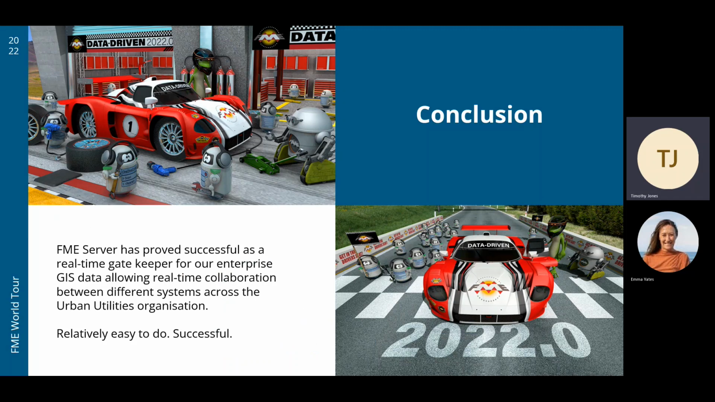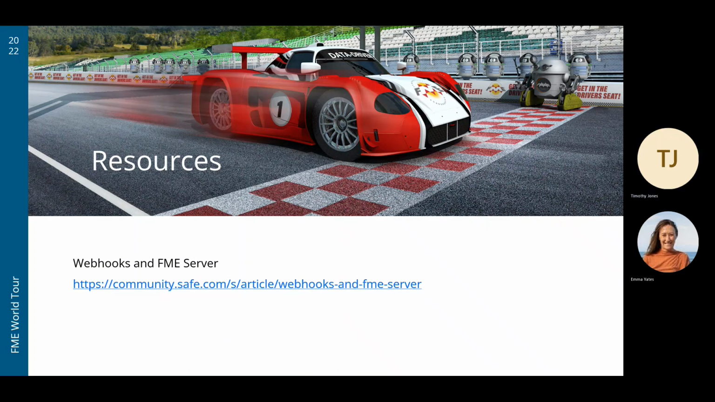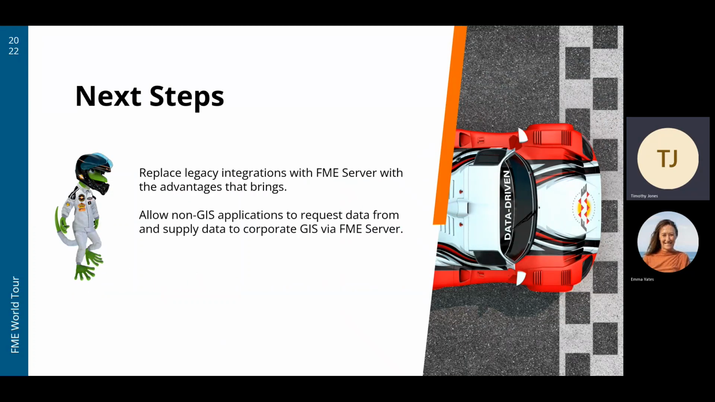So in conclusion, FME has proved a very successful real-time gatekeeper for our enterprise GIS, it's relatively easy to do, and it's proved successful for us. There's a link there about webhooks and FME Server that we found useful. The next steps for us at Urban Utilities is to look to replace the legacy integrations that we currently have with an FME Server-based solution, and also to allow non-GIS applications to request data from GIS and also supply data to GIS using FME Server.